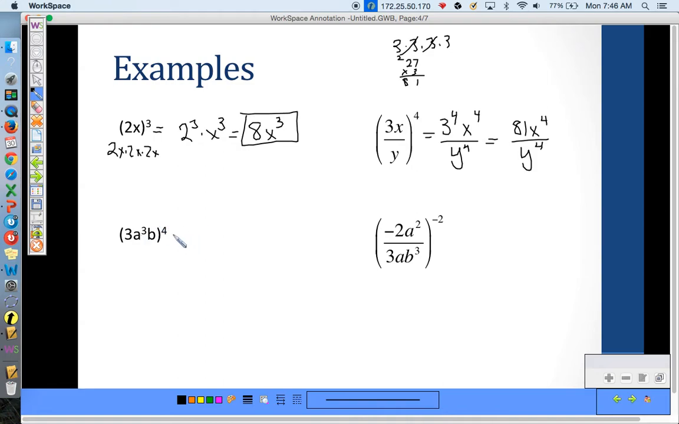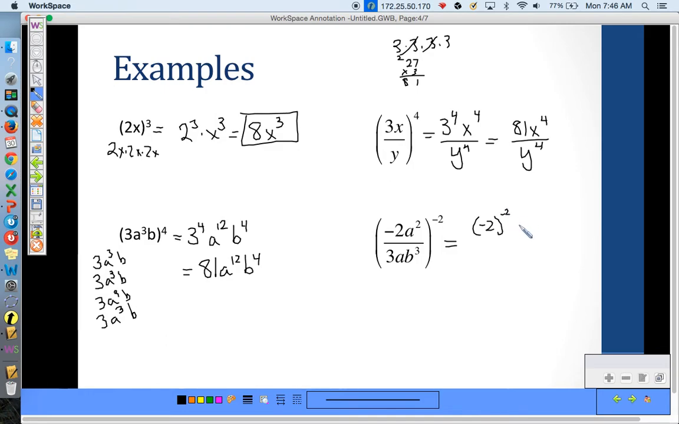Well, let's see, we have those parentheses again, so now we have 3 to the fourth. And again, if you're not sure, write it out. We have it 4 times. So we have 3 to the 4th, a to the 12th, b to the 4th. So we know 3 to the 4th was 81, a to the 12th, b to the 4th. And then this last one, let's see. So we have negative 2, a to the negative 4, 3 to the negative 2, a to the negative 2, b to the negative 6.